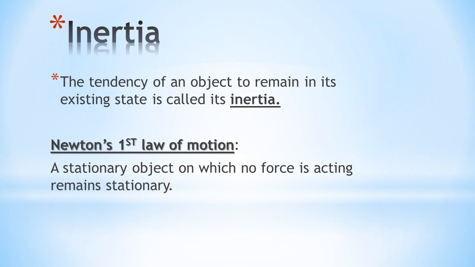Now the first part of this second part of this lesson is inertia. Now we will see what is inertia. Now students, the tendency of an object to remain in its existing state is called its inertia. This is why an object in a stationary state remains in the same state and an object in motion remains in the state of motion in the absence of an external force.